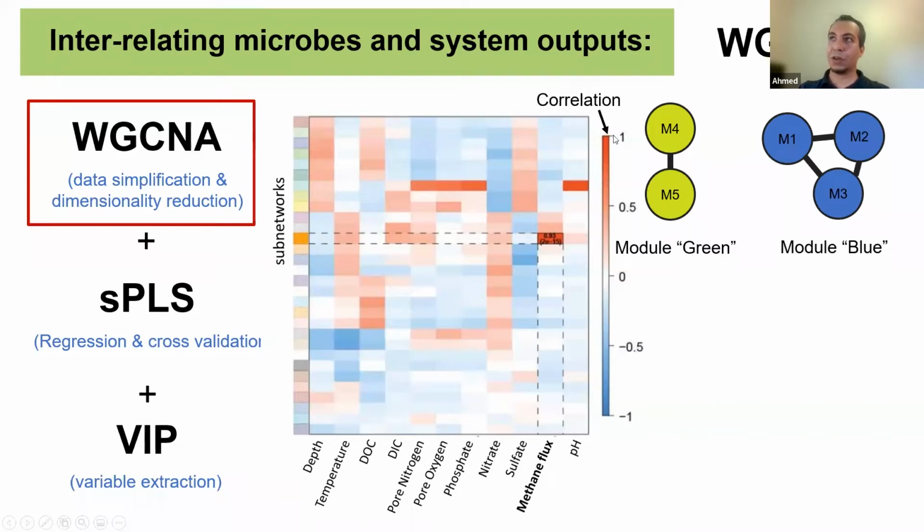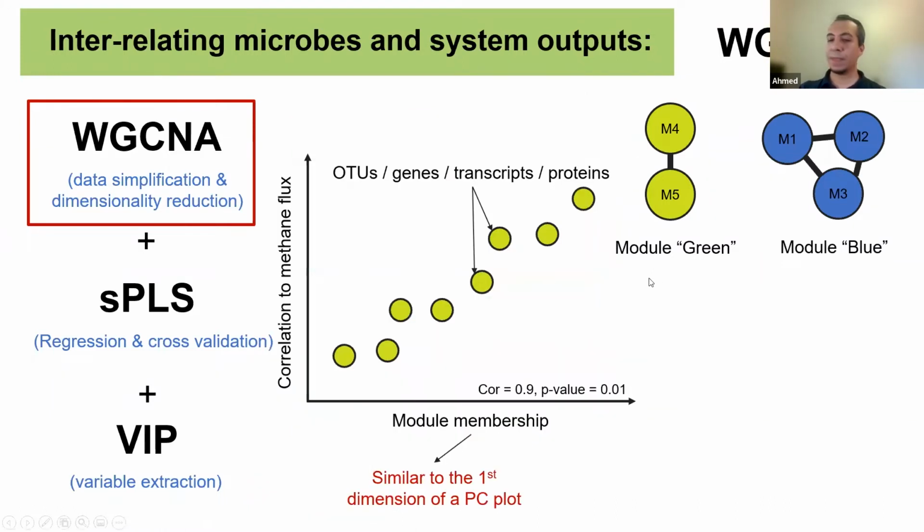And the direction of this relationship can be positive or negative. So you have here, it can be blue to red or red to blue. So you can have positive correlation or negative correlation with your system output. So the next step is to actually look at these modules.